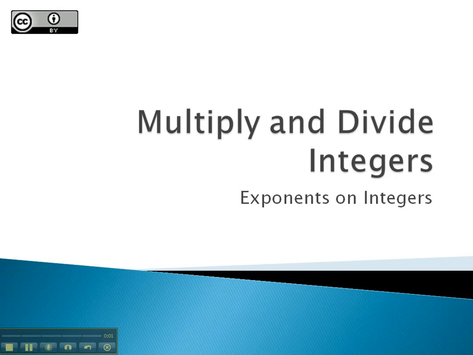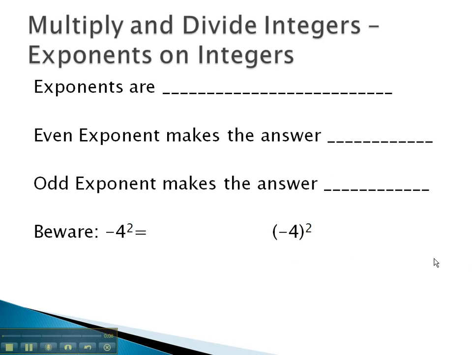In this video, we're going to take a look at how exponents can affect an integer, specifically a negative integer. To set this up, we will remember that exponents are really repeated multiplication. And if that's the case, we can steal something we know about multiplication.